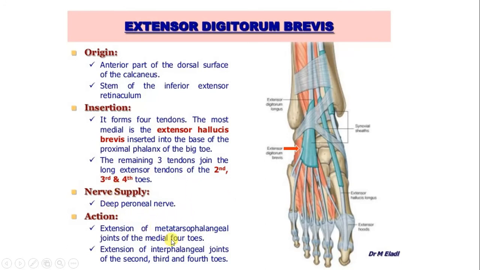So the action will be extension of the metatarsophalangeal joints of the medial four toes and extension of the interphalangeal joints of the second, third and fourth toes. This is the main action of the extensor digitorum brevis. One thing to note is that the most medial part is called extensor hallucis brevis. In some books, the extensor hallucis brevis is considered a separate muscle, but in others it is not a separate muscle. It is actually the most medial part of the extensor digitorum brevis muscle.